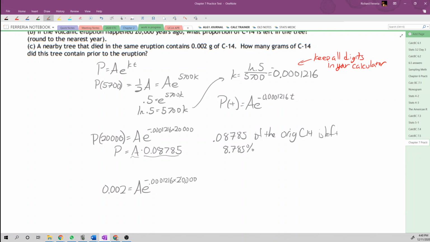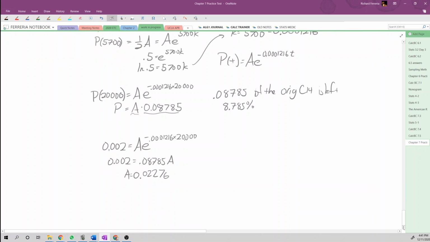So we already know what some of these numbers are. We know that this over here is 0.08785. So 0.002 equals 0.08785A. So that tells me, if I do my division, that the original amount of carbon-14 that we had was 0.0227. So not a whole lot more carbon-14, but I guess maybe a lot more if we're dealing with these minute amounts.